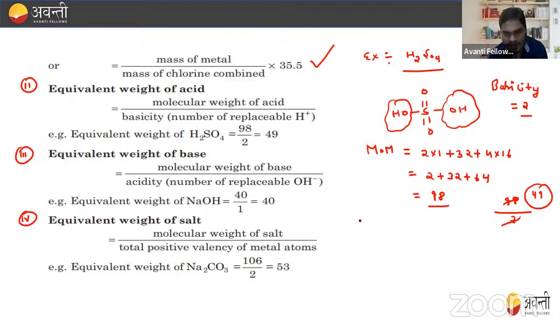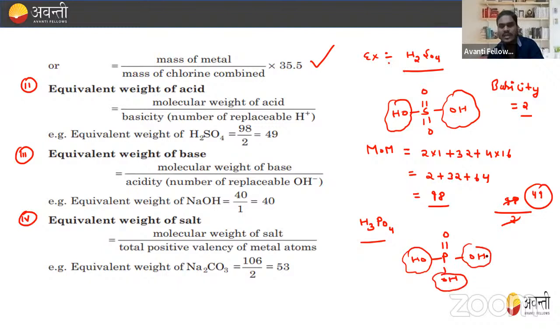On a similar basis, if someone says calculate the equivalent weight of H3PO4, how will you calculate it? We know this has P double bond O, this is OH, this is again OH, and this is again OH. So there are 4 oxygen and 3 hydrogen. What is the basicity? How many replaceable H plus are present here? 3, right? So there are 3.